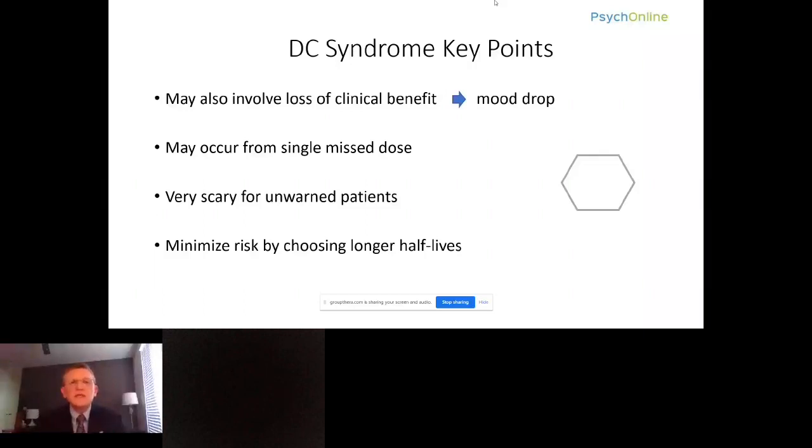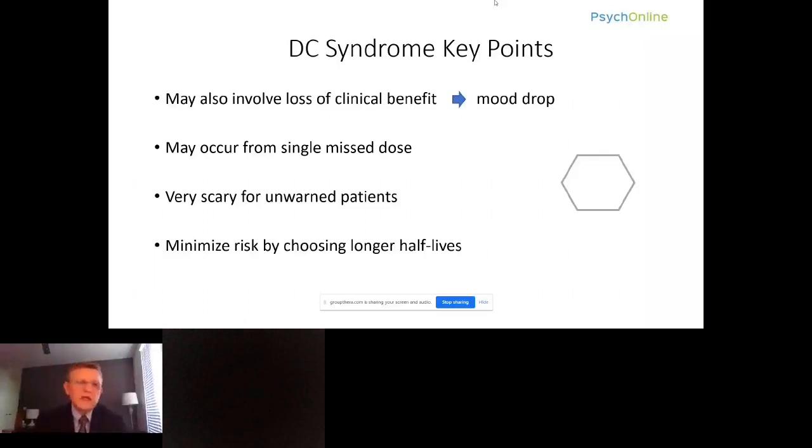Remember that discontinuation syndrome can occur from a single missed dose. The poster child for this is venlafaxine. Even long-acting venlafaxine is very short-acting. So we see this syndrome often with missed doses of venlafaxine. You get a call, the patient says, I'm having all these horrible side effects. What's wrong? You say, did you miss your medicine? Yeah, I missed it 3 or 4 hours ago. You say, take your medicine, it'll be better in an hour.